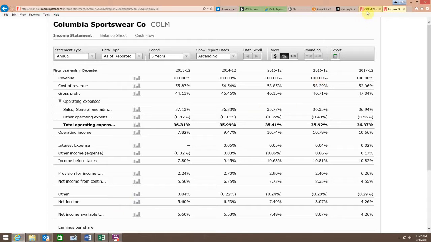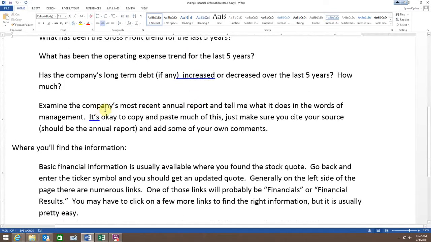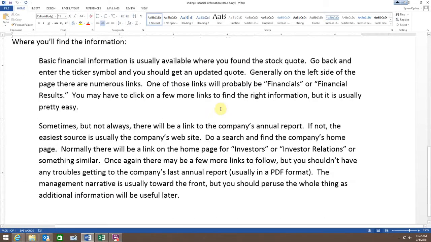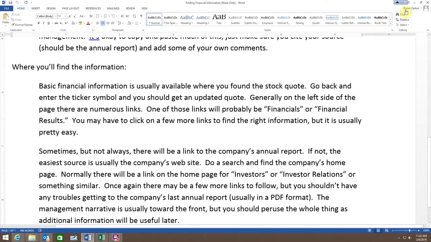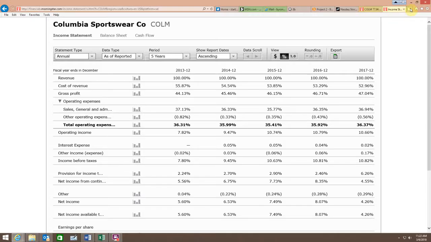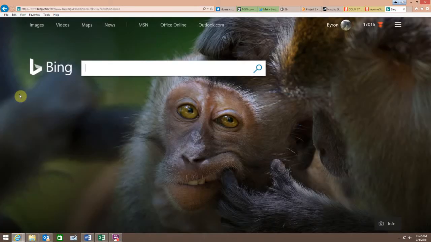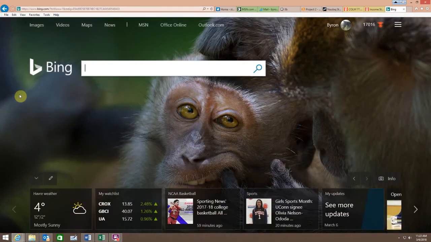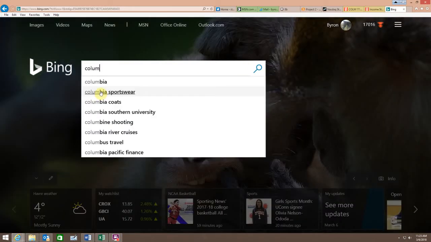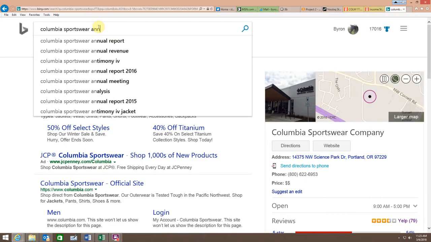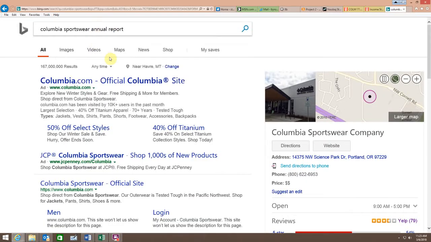So there we've answered those questions. Then I say examine the company's most recent annual report, because I want you to find the company's most recent annual reports. So how do you find that? Well, I use Bing, but you guys probably use Google. I just start typing in Columbia Sportswear. I'm going to click on that. It brings that up, but then I'm going to go annual report.